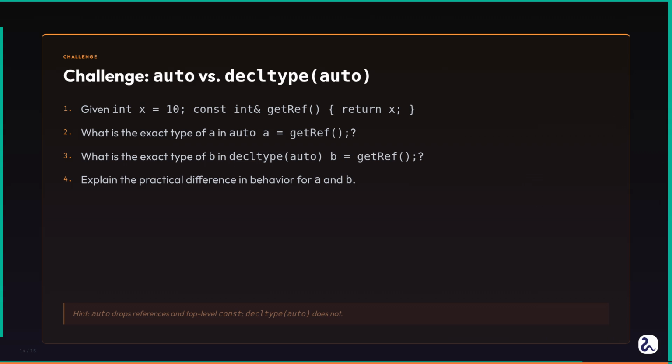An alternative, if you know you always want a const reference, is const auto& z = getref();. This also deduces z as const int&. The choice between decltype(auto) and const auto& depends on whether you need the exact type of the expression or if you specifically want a const reference regardless of the expression's original referenceness.